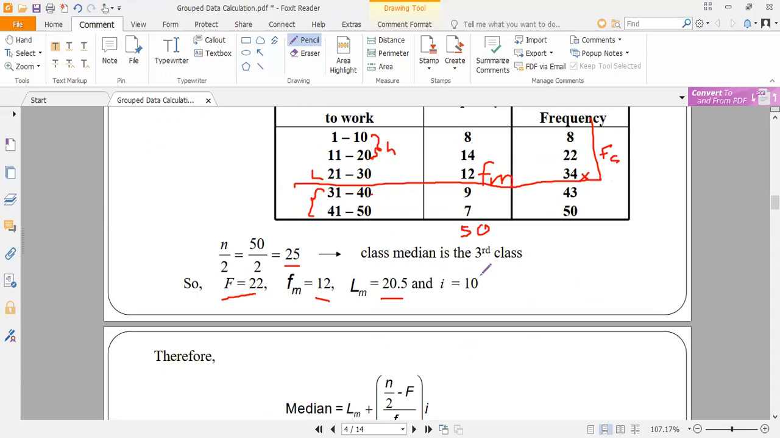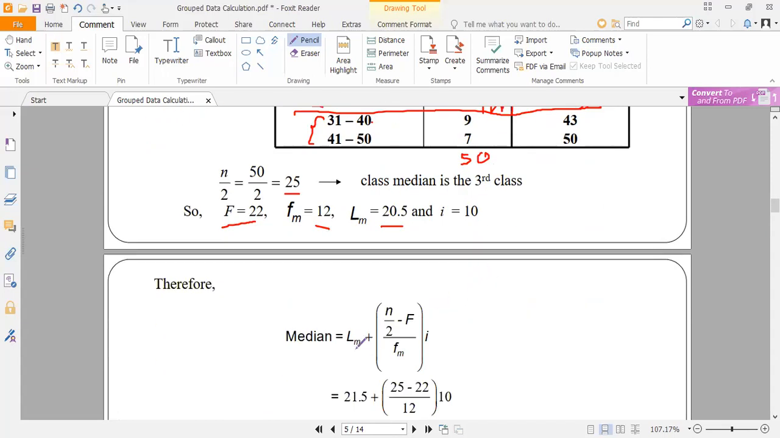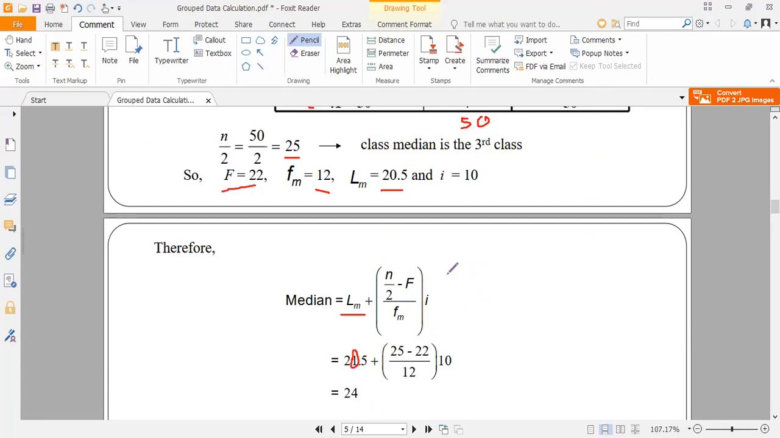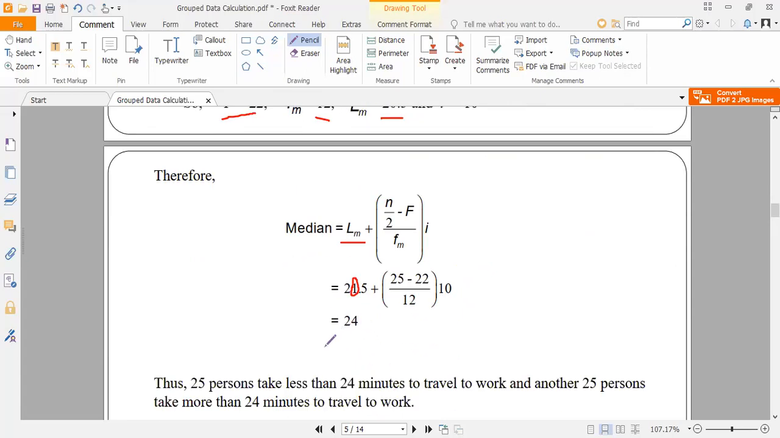So when we go here, we now calculate the median, which is L plus n over 2 minus FC over FM times the height. L is 20.5, plus n over 2 is 25. Our FC was 22. And our FM was 4. Times 10, we get 24. This is how we find the median.